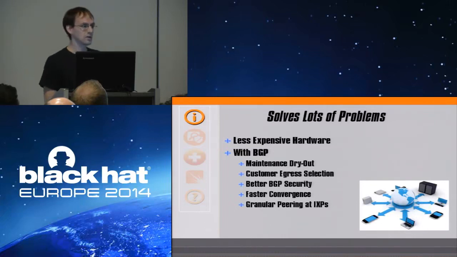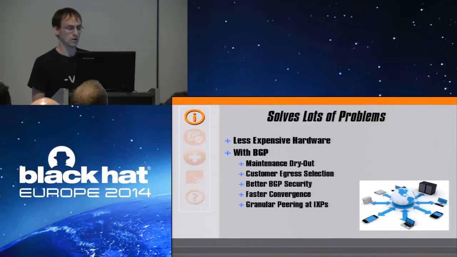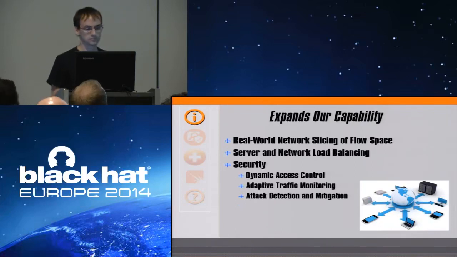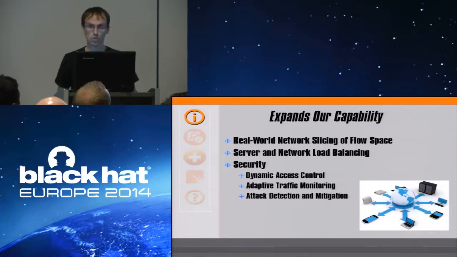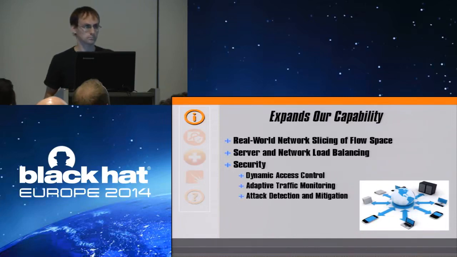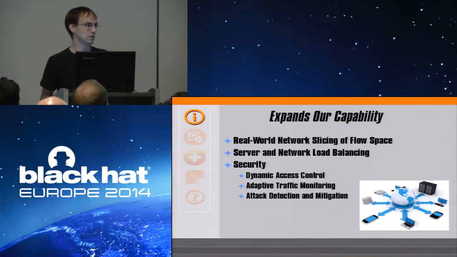granular peering at the internet exchange points. It's no longer a situation of all or nothing. And so a lot of problems are solved with software-defined networking. It also expands a capability, right? It allows you to do real-world slicing of the flow space, right? Move beyond that cloud, start slicing up the network as you choose, as you wish to, for the best use of the enterprise. It also allows you to go from server load balancing to actual network load balancing, gaining efficiencies that we have not seen so far.